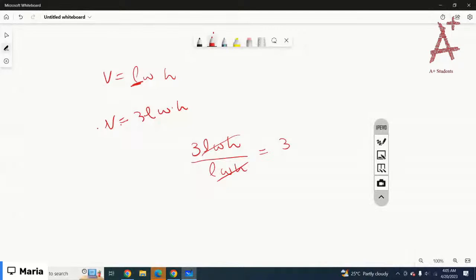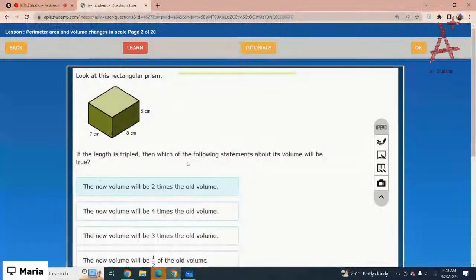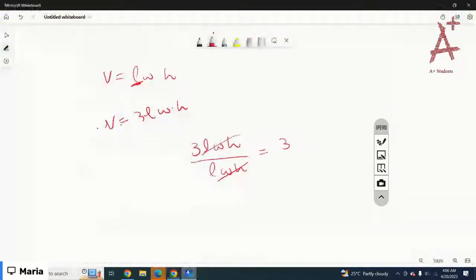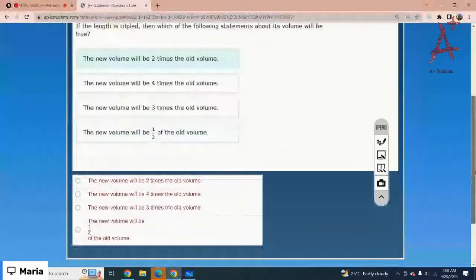Let me look at the question again. If the length is tripled, which statement about its volume will be true? If the length is tripled, that means the volume is also three times the old volume. You can see here we are left with just three. So option number three is the correct option. The new volume will be three times the old volume.